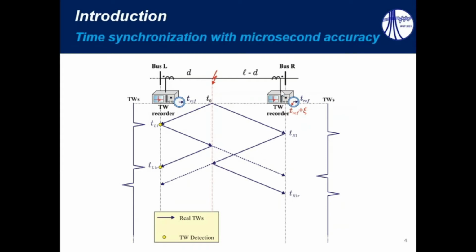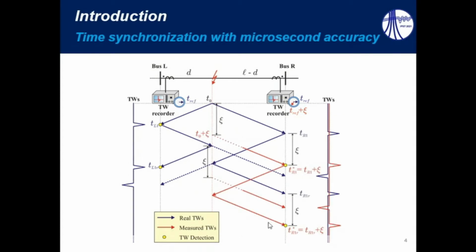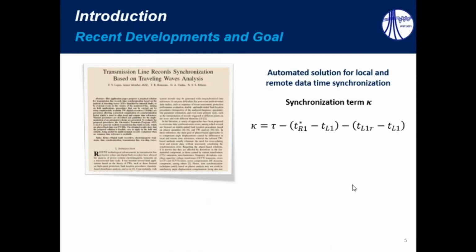However, if we consider the bus R measurements, it is easy to perceive that there will exist a time displacement here due to the synchronization error, in such a way that the measured traveling waves will be different from the real ones. So our goal here is to compensate this error, ξ.